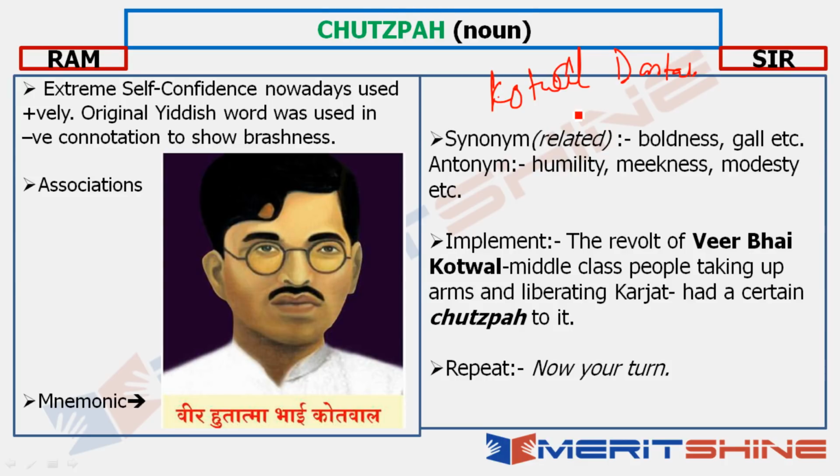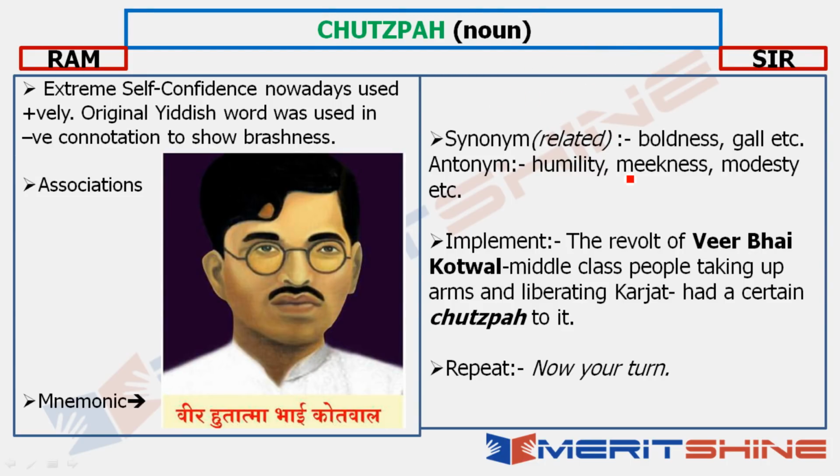He and his group started blowing up railway lines and telephone lines to cut off British communications. And then it went on. They had some successes too. But ultimately in 1943, he was trapped in Sidgarh jungles and he died in a police encounter. So that was Veer Bhai Kotwal for you.